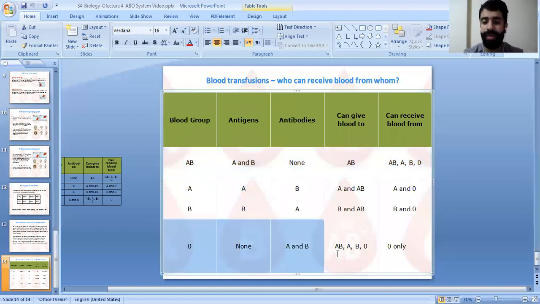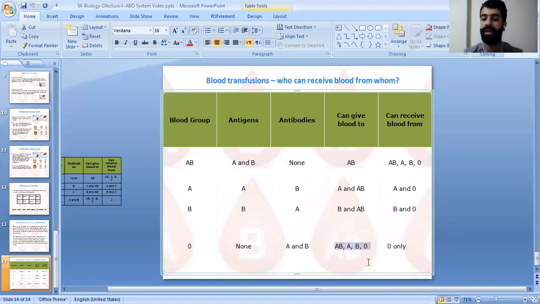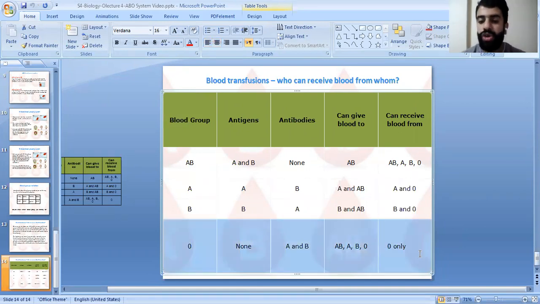And the last one, which is blood group O. Blood group O has no antigens, as we said, but it has both antibodies, antibody A and antibody B. So blood group O, as you see here, can donate blood to the different blood groups: to A, to B, to AB, and to O. That's why blood group O is called the universal donor, and it can receive only from O. So what is special is that it can give blood to all the different blood groups.